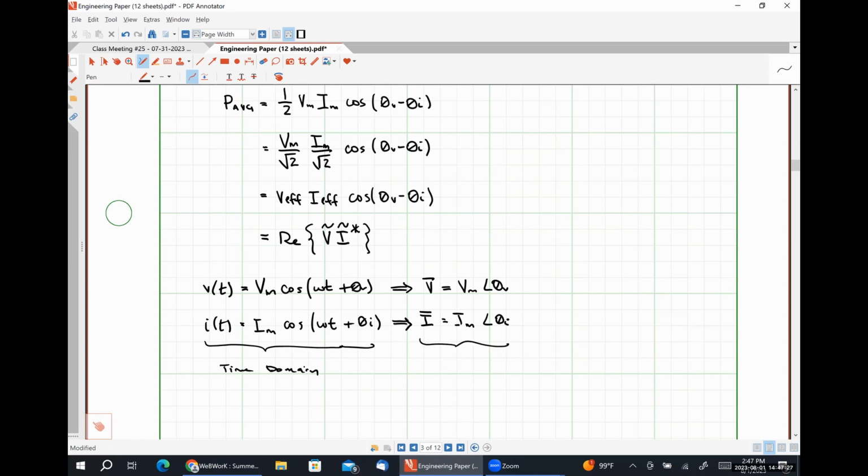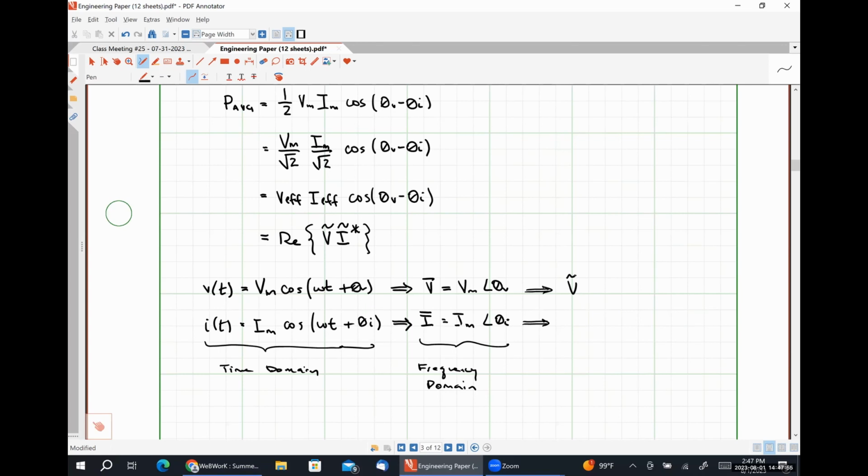And here we have our frequency domain representation. Well, there is another domain that we can work in, and this is the domain that complex power relationships are used in, and it's called the RMS frequency domain.